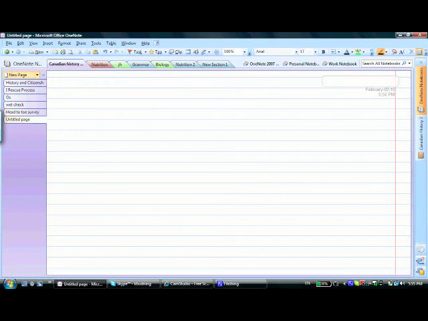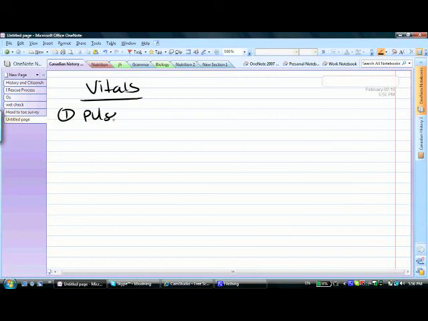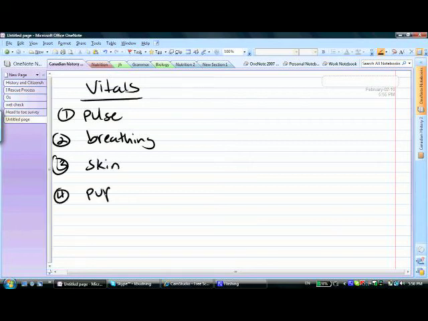Alright, and then we have vitals. So vitals consists of pulse, breathing, skin, and pupils. So pulse for an adult should be between 60 to 100, and for a child should be from 80 to 100. Now, as you know, the pulse is basically the heartbeat.